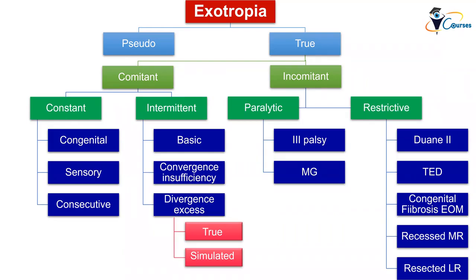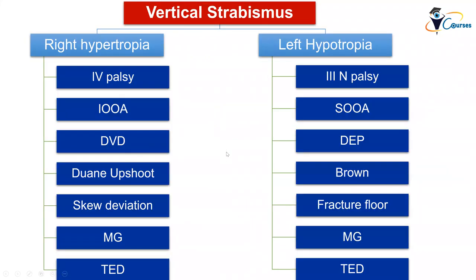What about the vertical strabismus? What are the causes of vertical strabismus? By vertical strabismus, we mean that it could be hypertropia or hypotropia. So what are the causes of hypertropia and what are the causes of hypotropia? For the hypertropia or elevation of the eye, it will be due to fourth nerve palsy, due to paralysis of the superior oblique, which is a depressor, resulting in hypertropia.